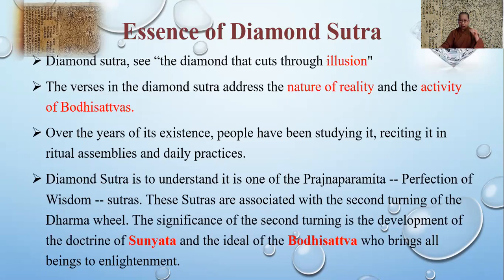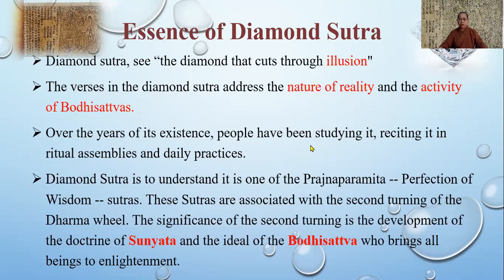So please search into the nature of diamond. What is the element in the diamond? What is the nature of the diamond? How can diamond cut through illusion? Why do we need diamond? The verses in the Diamond Sutra address the nature of reality and the activity of Bodhisattva. So the teachings in the Diamond Sutra focus on two areas: the nature of reality and the activities of the Bodhisattva. So it's not the activities of the monastic.